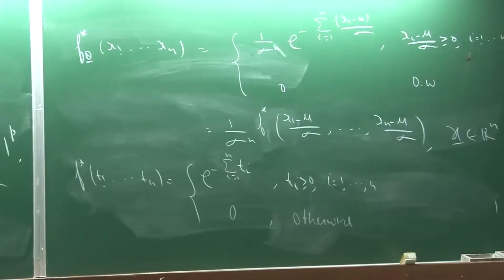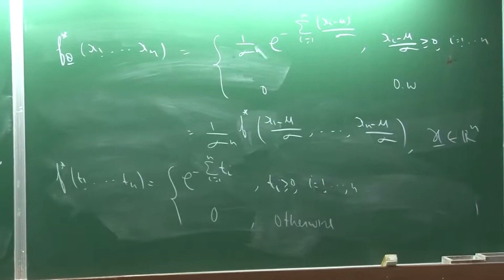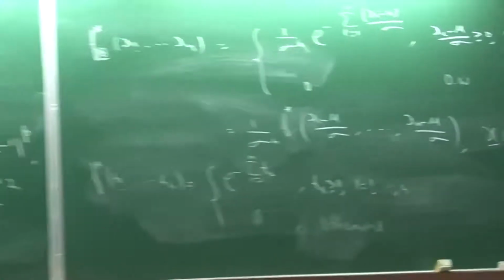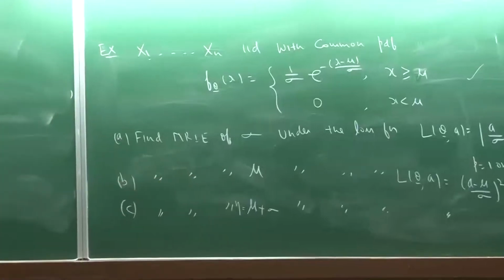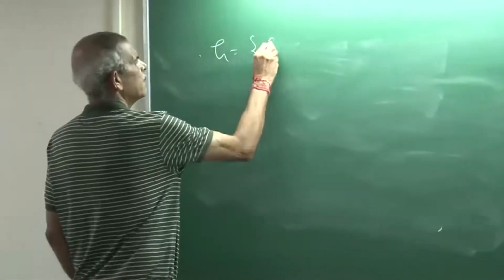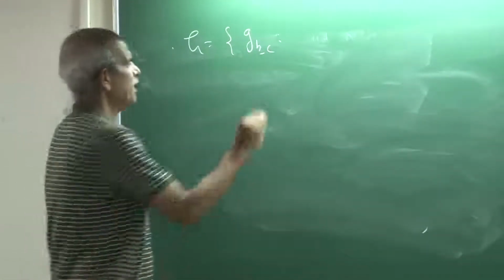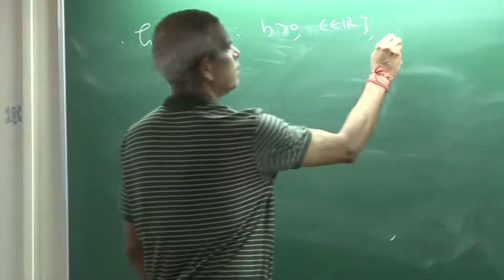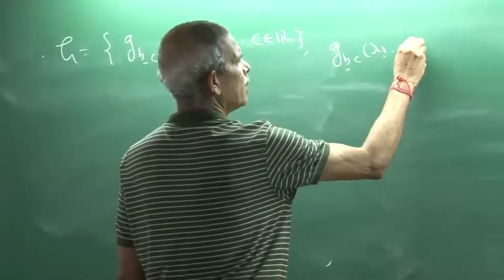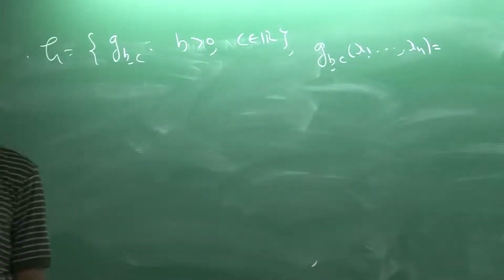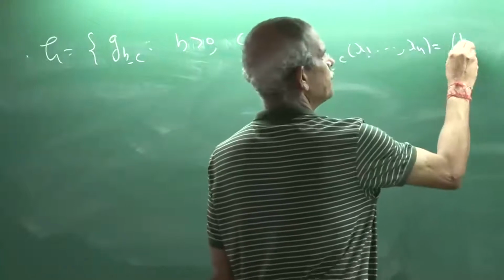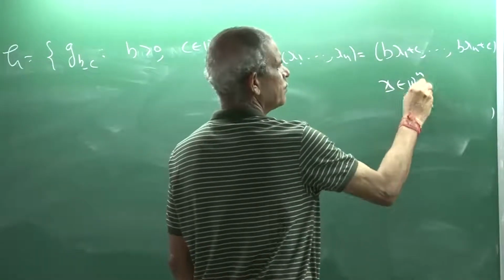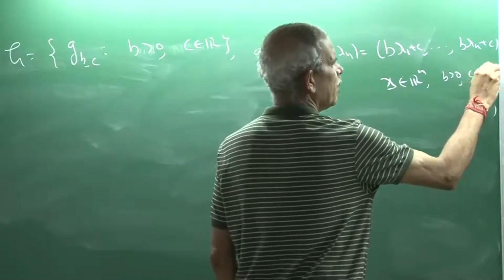If it is a location scale family, I know the group of transformations under which this class of probability distributions is invariant, because I'll use the same class of transformations for problem C. So G is the collection of all those g_{b,c}, where b is positive and c belongs to R, and g_{b,c}(x1, x2, ..., xn) is (bx1 + c, ..., bxn + c).